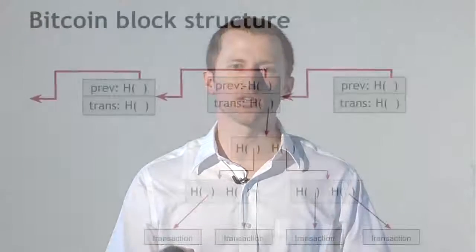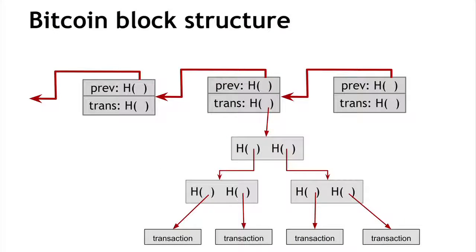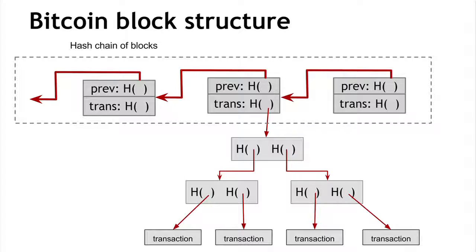So what does the blockchain data structure look like? It's a pretty clever combination of two different hash-based data structures. On the top here, we have a hash chain of blocks. Each one has a block header and then a pointer to some transaction data, as well as a pointer to the previous block in the sequence. And remember, these are hash pointers.